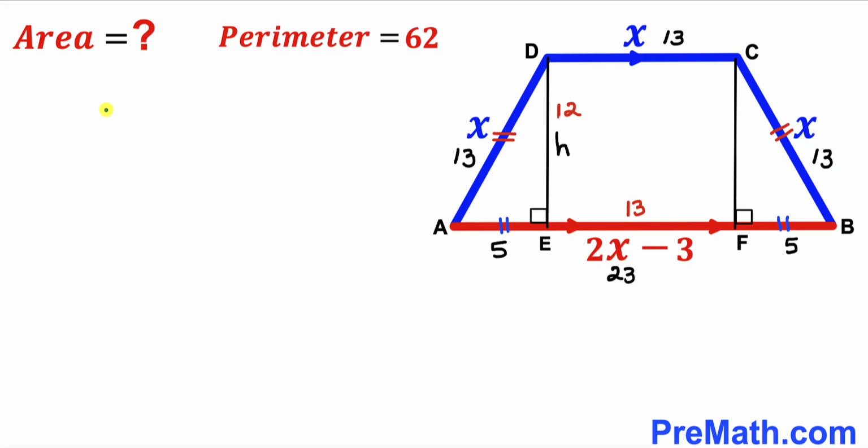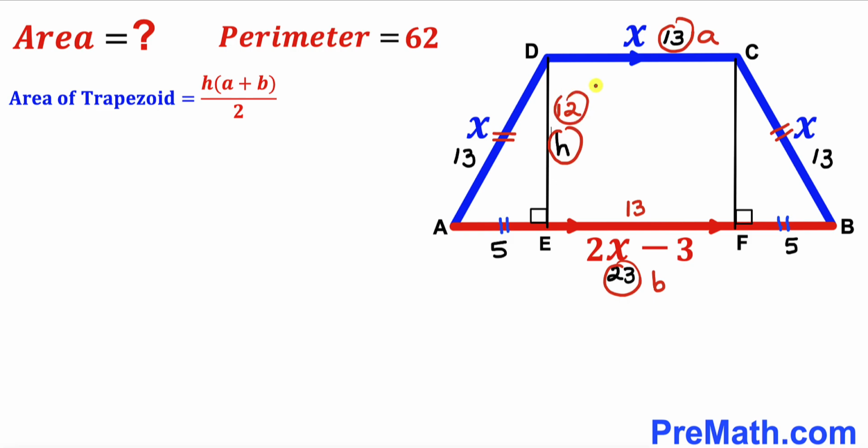And here's our final step. Now we are going to calculate the area of this trapezoid ABCD. Let's recall the trapezoid formula once again: area equals height h times a plus b, all over 2. Here our base a value is 13, our base b value is 23, and our h value is 12. Let's fill in the blanks in this formula: 12 times 13 plus 23, all over 2.